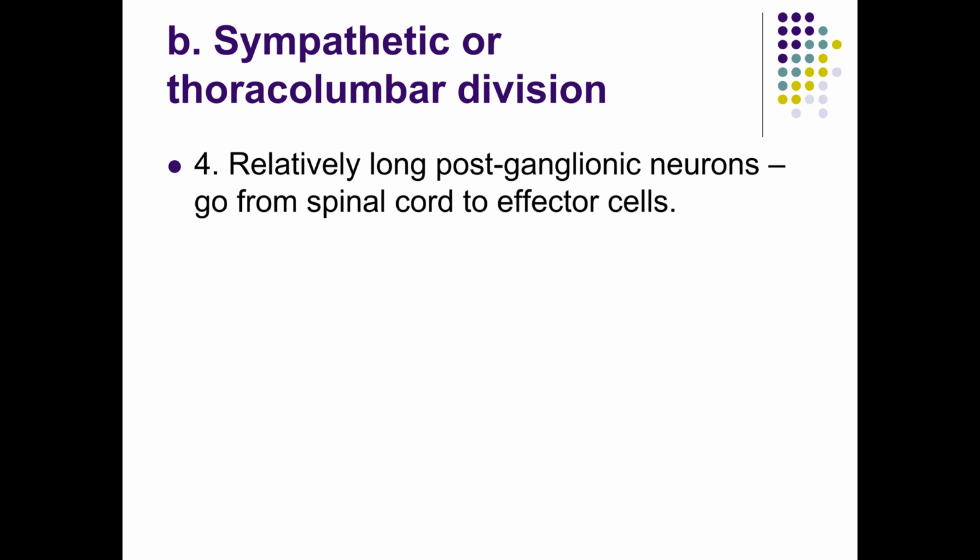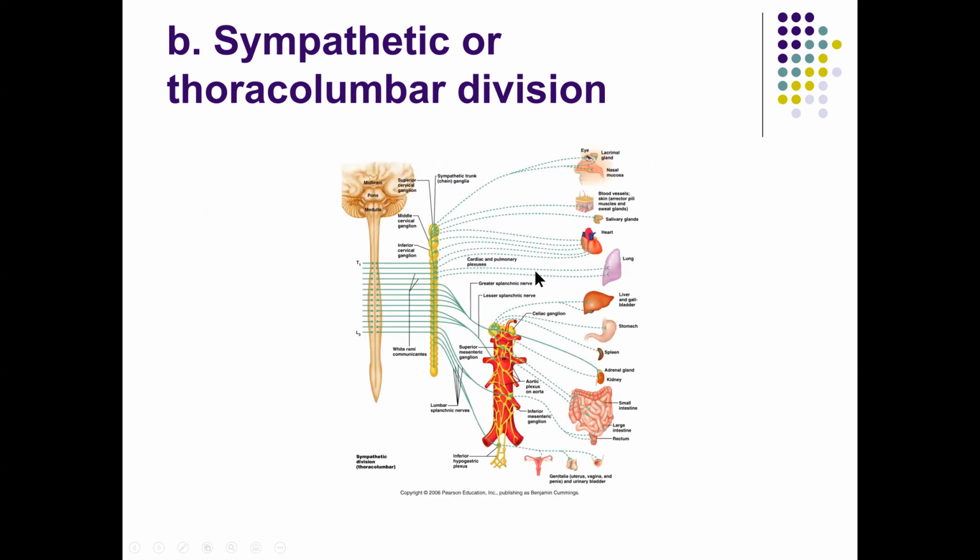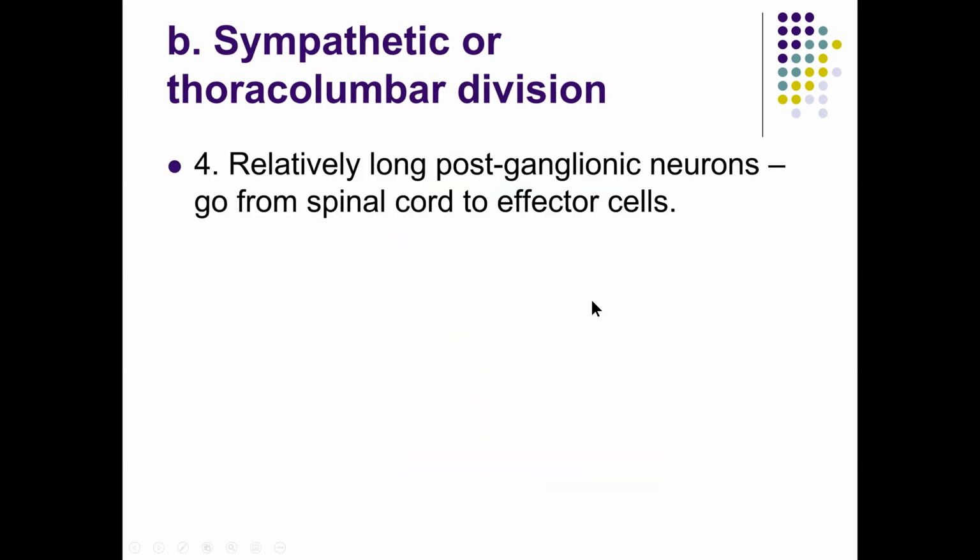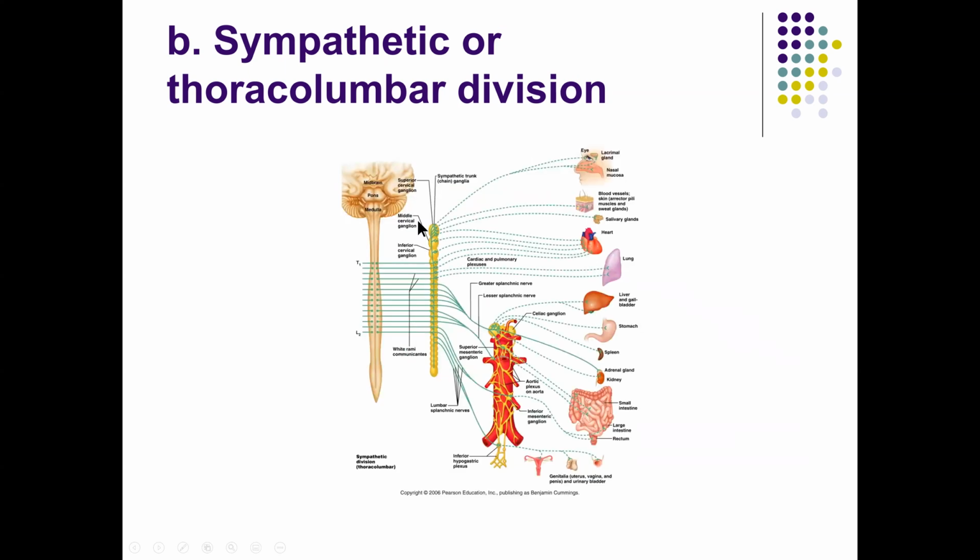So the first fiber is going to be relatively short. The second fiber is going to go from that ganglia to whatever organ it innervates. That second fiber will go from the ganglia where it synapsed to whatever organ it innervates, to the effector cells. So we have a relatively long postganglionic neuron. That's the sympathetic or thoracolumbar division.